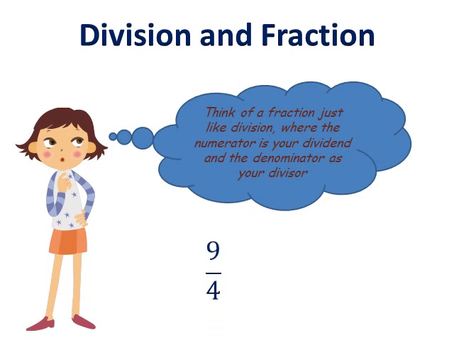Okay. So let's look at this fraction, 9 over 4. As you can see, 9 is your numerator and 4 is your denominator. If you put that into division form, it will look like this, 9 divided by 4. So basically, 9/4 is just the same as 9 divided by 4.